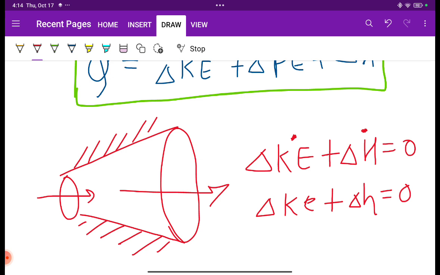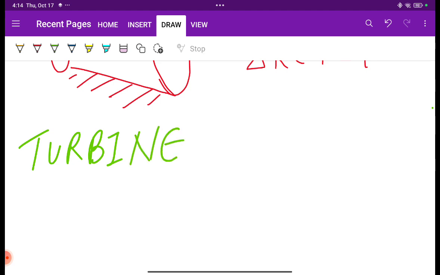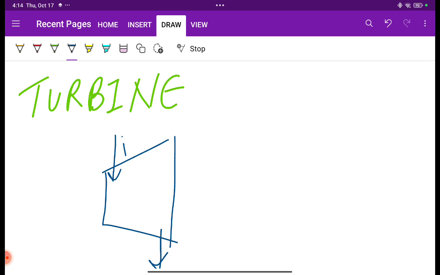Now we will talk about the next application of the steady flow energy equation, which is the turbine. We'll see how it is applied in a turbine. We know that when some energy is received by the turbine, it will give output as well, and it will give the work output as well.